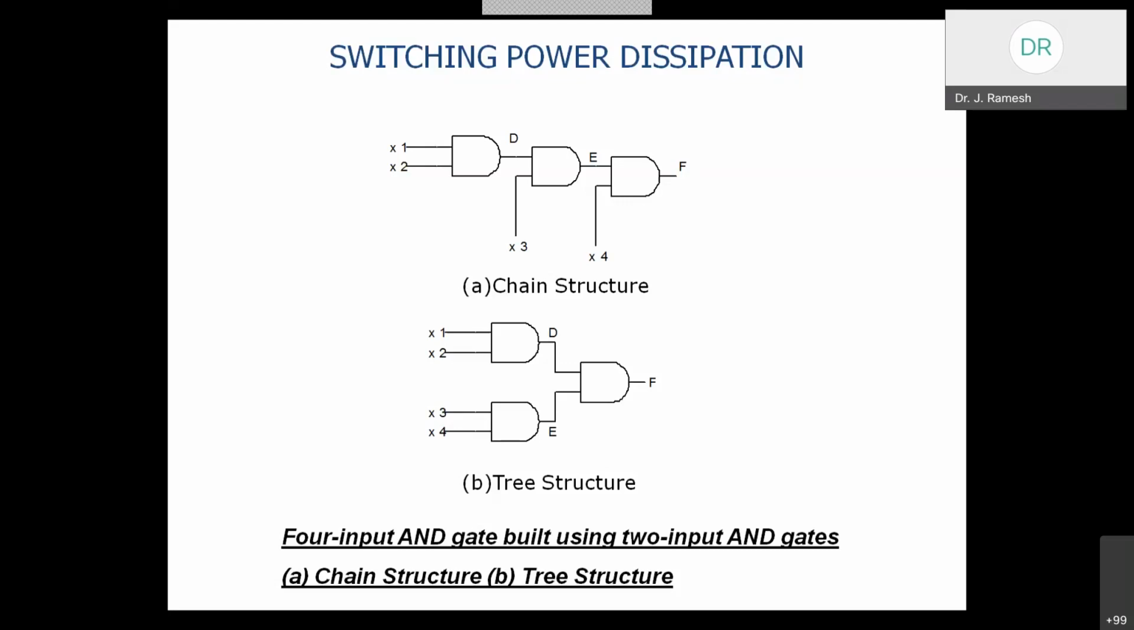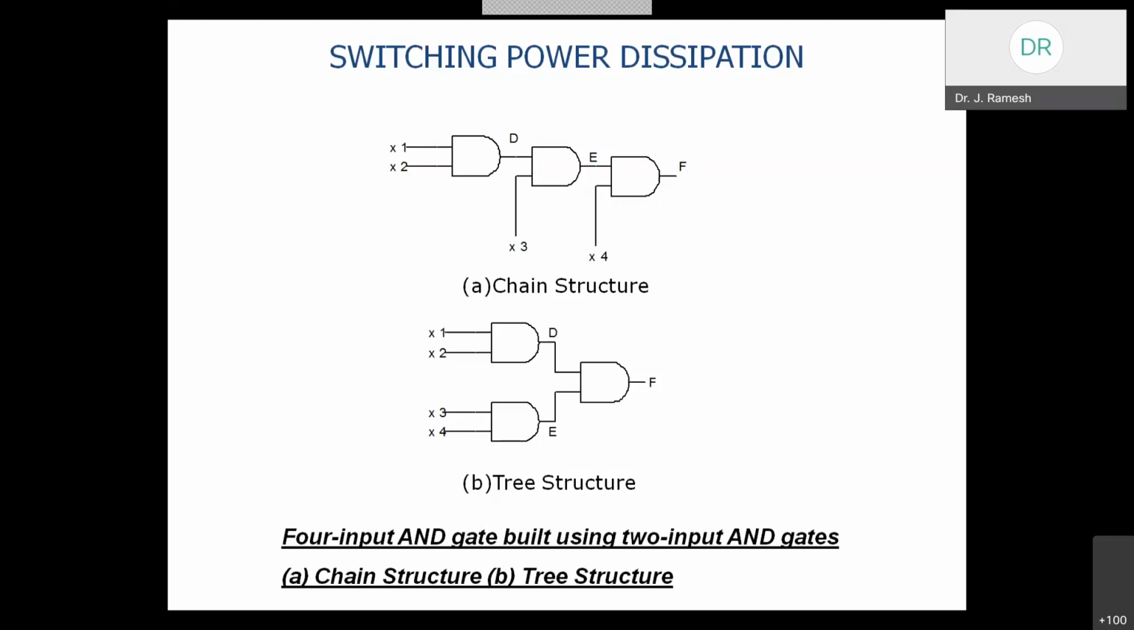Again, if you consider the point E in the chain structure, now 3 inputs have to be considered, that is x1, x2, x3. Out of the 3 inputs, we can make 8 possible combinations. For this 3-input AND function, we will have logic 1 for one case, and for all the remaining 7 cases, it will be 0.